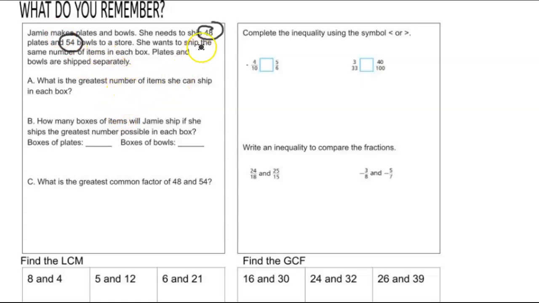So, I don't have enough room right here, so I'm going to go right down here. And I have 48, and then I'm going to put 54. And I have to figure out what's the biggest number I can go into both of them. I'm going to start with 6, because 6 times 8 is 48, and 6 times 9 is 54. Nothing else can go into 8 and then the 9. So I know I'm done with that portion of it. So I know that the greatest number in each box can be 6.